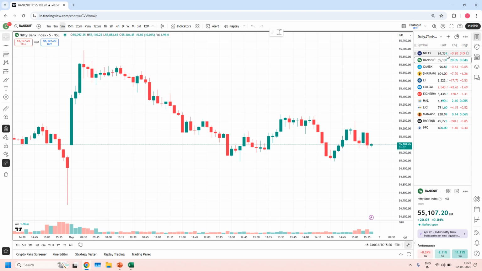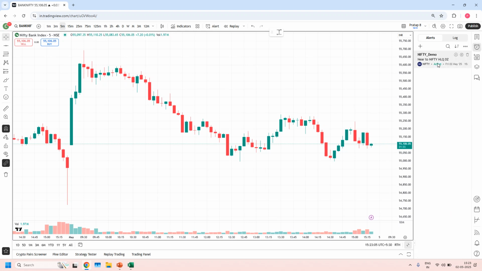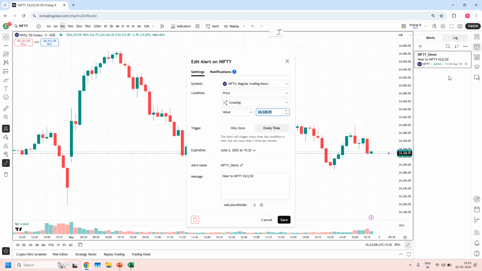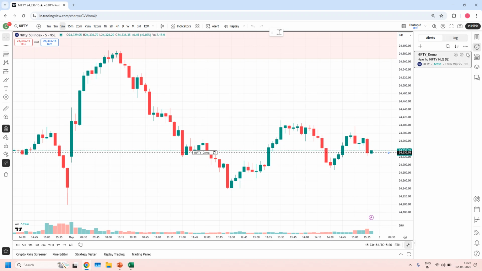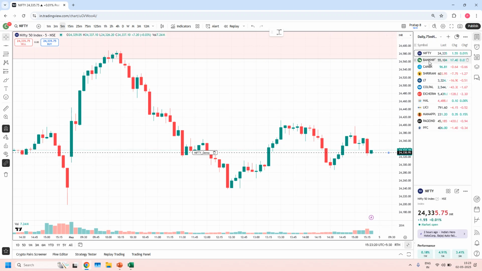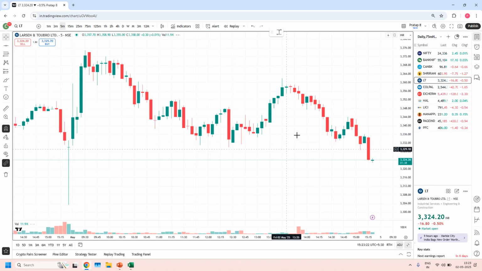Suppose you want to modify the value, what can you do? You can edit the alert. You can click on edit. Instead of 328.95, you can say 330.95. You can save the value. Now you can go to your chart. Now I went to L&T and now I am monitoring this stock.